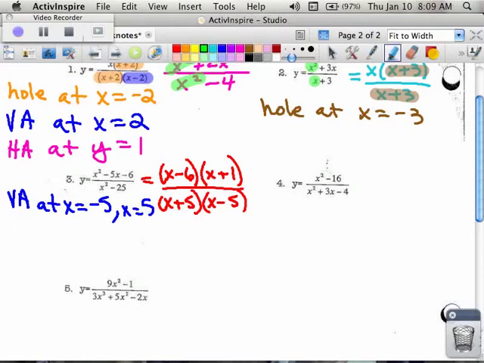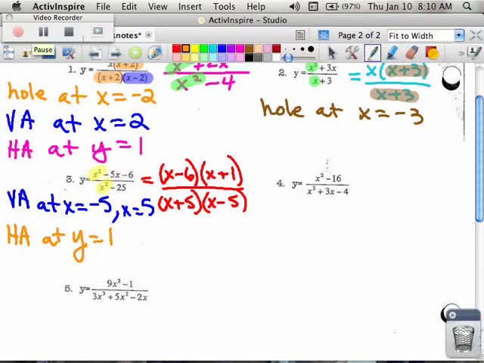And then, in the original equation, I notice that the biggest power is x squared on the top, x squared on the bottom. Since they're the same, I divide. When I divide, that tells me that I have a horizontal asymptote at y equals 1.